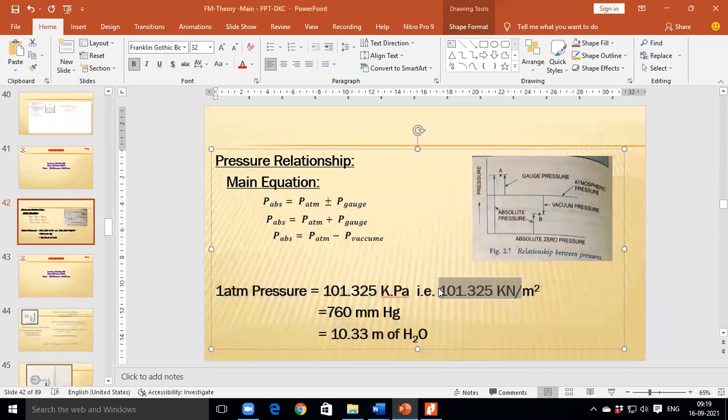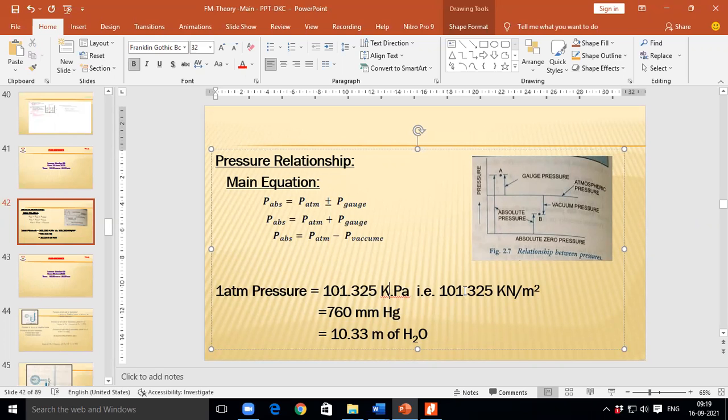Again, we need to convert kilopascal to Pascal, that is the actual SI system unit. What is the conversion from kilopascal to Pascal? 1 Pascal is equal to 10 to the power minus 3 kilopascal, and therefore 1 kilopascal is equal to how many Pascal? 1000 Pascal, that is 10 to the power 3 Pascal. 1 kilopascal is equal to 10 to the power 3 Pascal, and 1 Pascal is equal to 10 to the power minus 3 kilopascal.